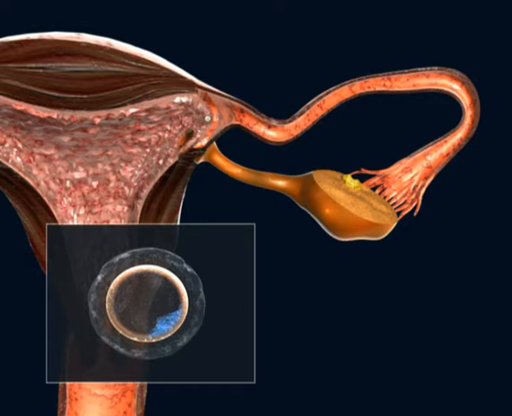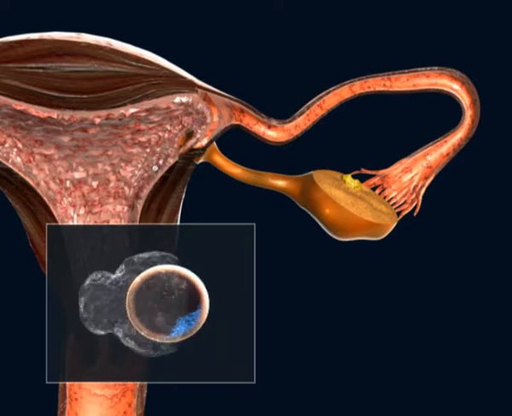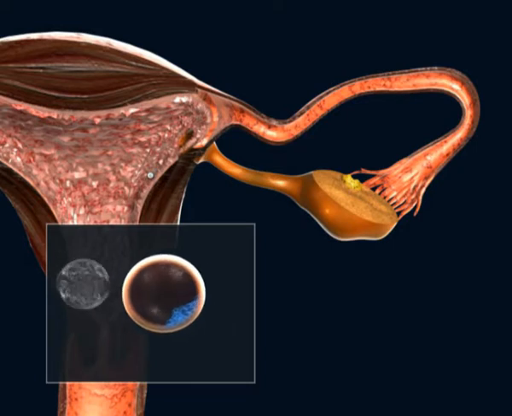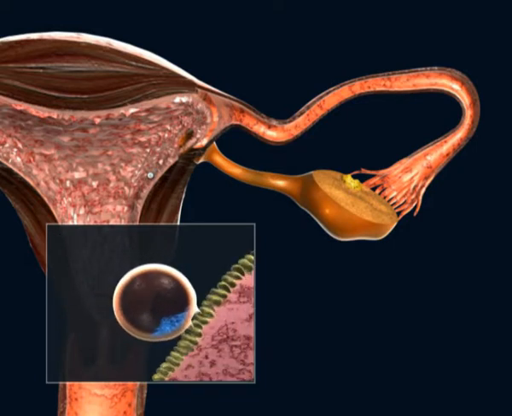The blastocyst migrates to the uterus and sheds the surrounding membrane, a process called hatching, and the embryo begins to implant in the endometrium of the uterus.